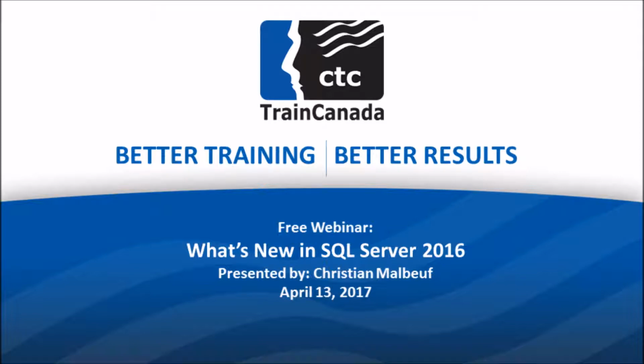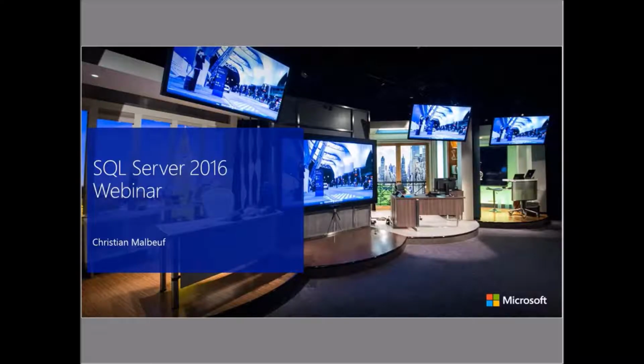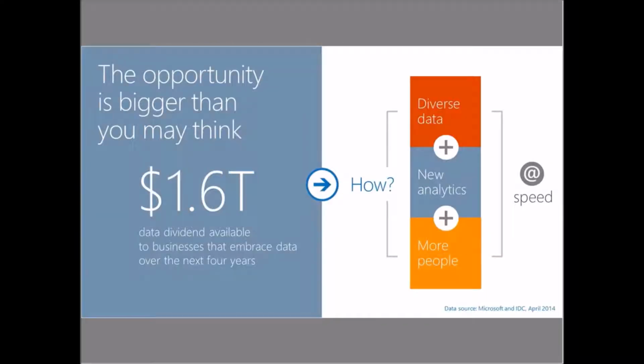I'm going to switch over to the presentation here for what I have. There we go. Essentially, just taking a look at the business aspect of switching over to 2016 and embracing issues such as large amounts of data, data lakes, big data, things to that effect. After a survey done in the industry, a $1.6 trillion data dividend is available to businesses that will embrace data over the next 4 years.